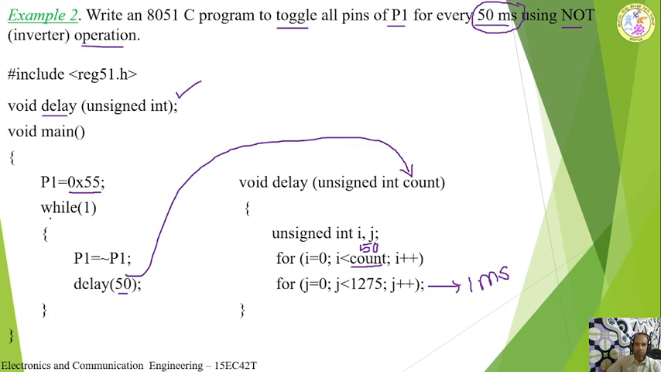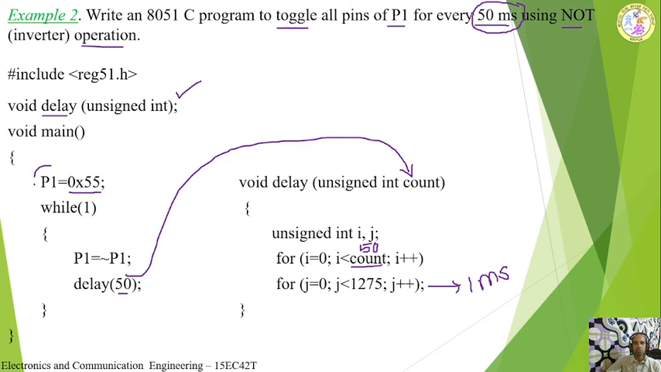Once again come here. After the execution of the delay, once again come here. Now what is the status of P1? P1 becomes AA now. Again take the complement of AA. Complement of AA is 55. Again call the delay. Again come. Again take the complement of 55. Again it becomes AA, and again call the delay.